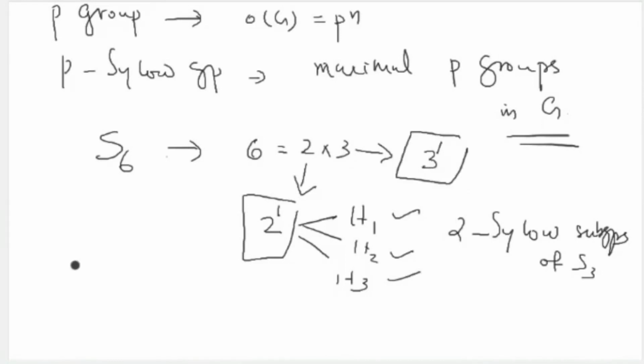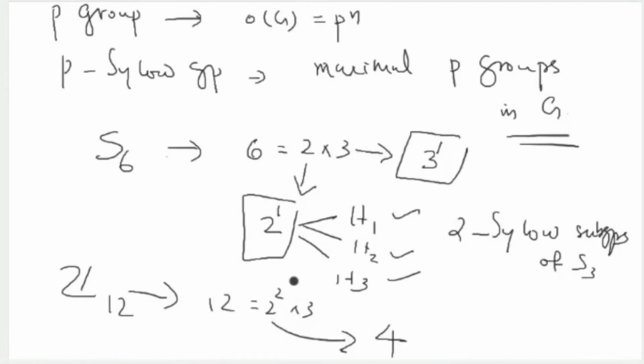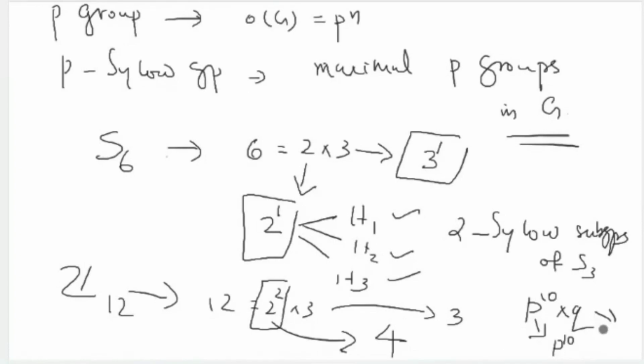Now if you look at the group Z12, 12 is 2 square into 3. So the 2-Sylow subgroup has order 4, because the maximum power of 2 dividing 12 is 4. The 3-Sylow subgroup has order 3 only. If the group has order p raised to 10 into q, the p-Sylow subgroup has order p raised to 10, and the q-Sylow subgroup has order q, if p and q are primes.